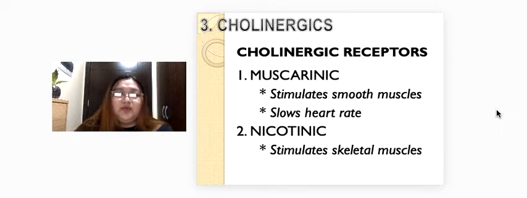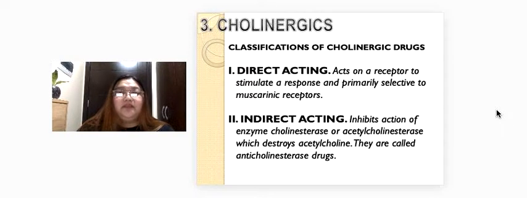So, again, ito ay normal body functioning. So, for example, the bladder will contract so that you will urinate, no? Yung skeletal muscles will also contract so that your bones can move. So, yun yung mga functioning ng cholinergic nervous system. Therefore, yun din yung function ng mga gamot na ito. Ngayon, there are two classifications of these drugs, direct acting and the indirect acting. Direct acting, they act on a receptor, primarily muscarinic receptors. So, yung smooth muscles and cardiac muscles.